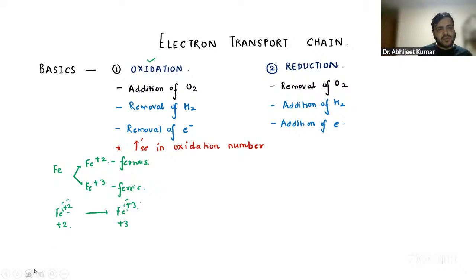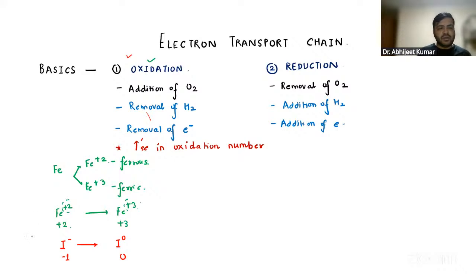Let me take one more example. We have iodine, this iodide, and it exists in two oxidation states, so we have -1 and 0. So we can also say that this is also an example of oxidation, right? This is also an example of oxidation.